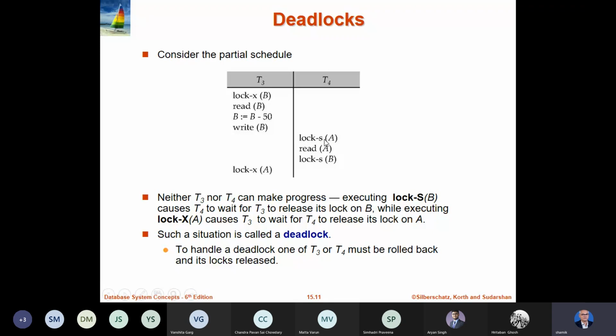So if this one is rolled back, this shared lock will be released and the other will be able to proceed because it will get its exclusive lock, unless another transaction in between was also holding a shared lock on A. Or if the other one is rolled back, then the exclusive lock on B held by T3 will be released, so T4 will now get it and be able to proceed. Again, assuming nobody else is holding a lock, but because this was holding the exclusive lock, no other transaction can hold an exclusive lock.